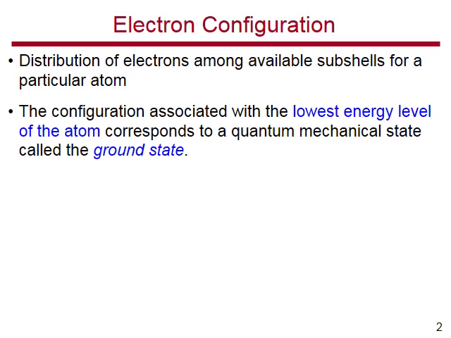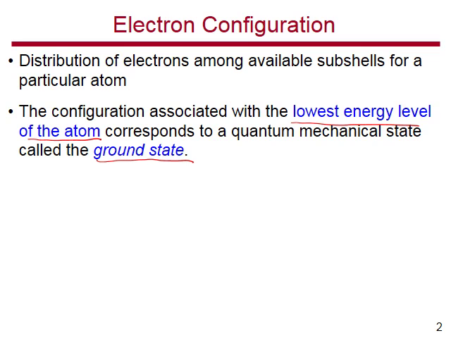Now, in this video lesson, we are going to talk about the electron configuration associated with the most stable state of the atom. In other words, it is the lowest energy level of the atom. In quantum mechanics, this is called the ground state. Chemical properties are related primarily to the electron configuration of the ground state.